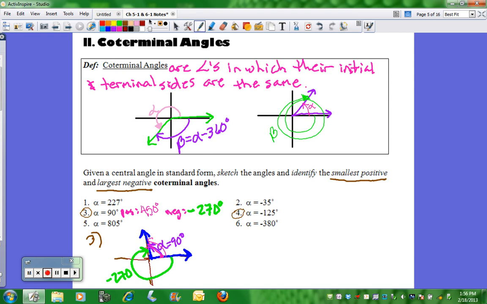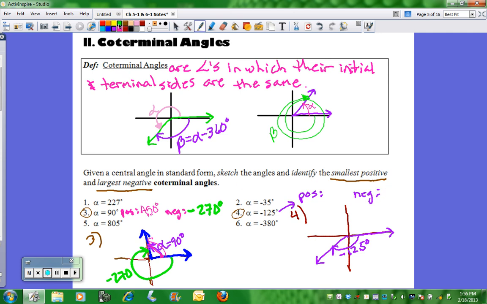All right, so let's try the next one. So we have number 4 over here, and we're doing negative 125 degrees. So we're going to draw that initial one, central angle in standard position, negative 125. Here's negative 90, here's negative 180, so that means it's over here somewhere. And so this angle right here is our negative 125 degrees. And so for number 4, we're looking for our smallest positive and our largest negative.